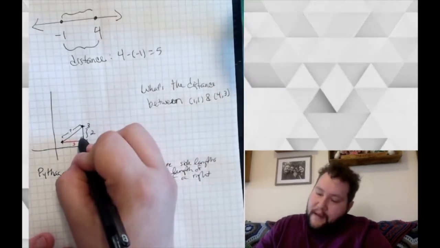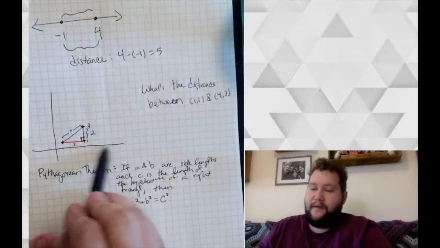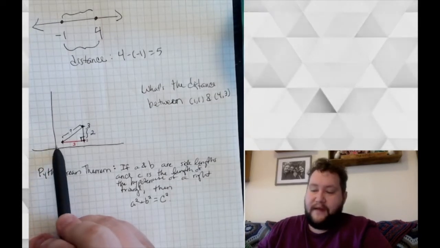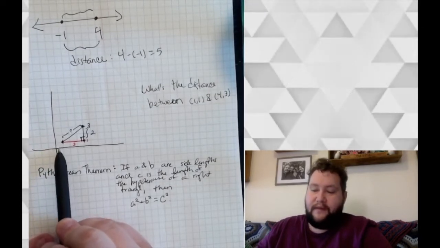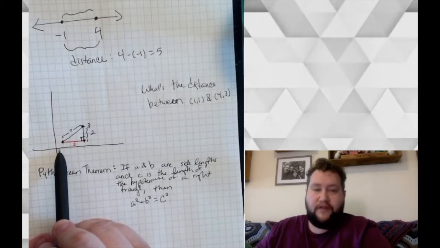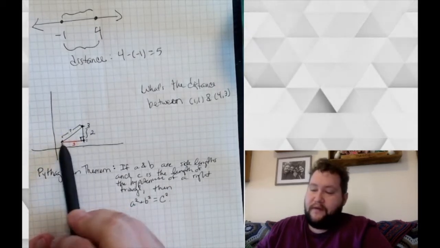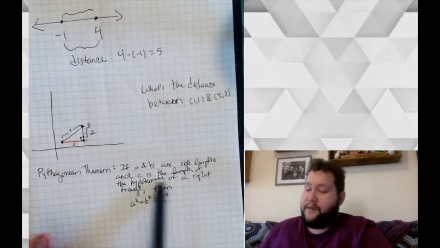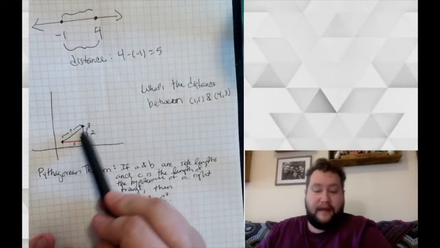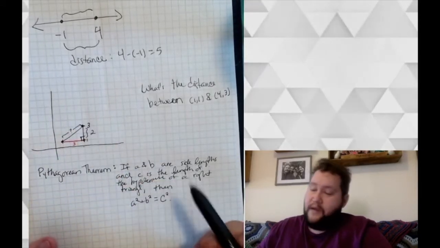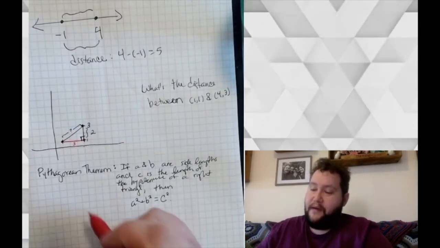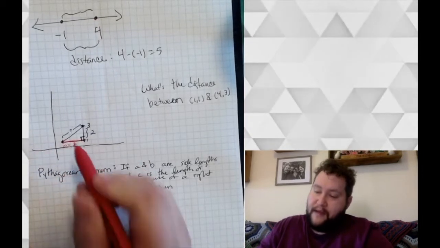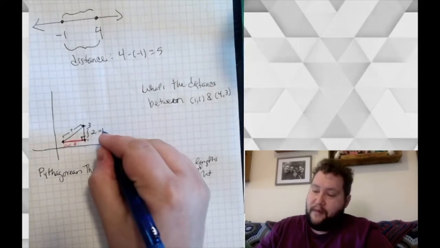So, since our x is always our horizontal distance and y is always vertical, and we already decided that those two axes were perpendicular by their definition, this vertical distance and this horizontal distance are perpendicular to each other. And that means we can use the Pythagorean theorem to find the length of this diagonal. So like I said, up here we can call this horizontal distance of 3 our A, and our vertical distance of 2 we can call B.